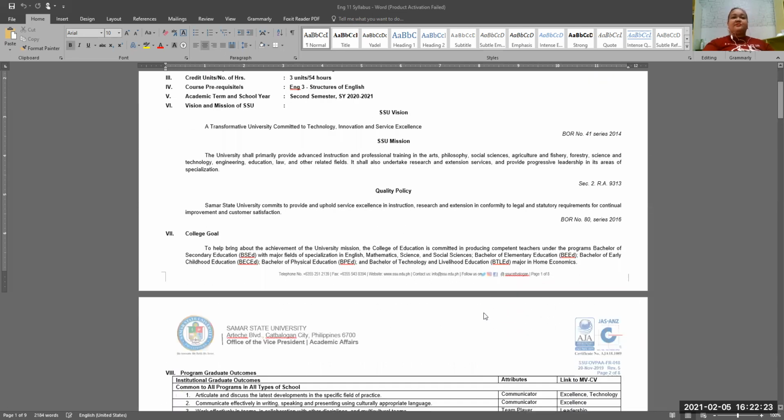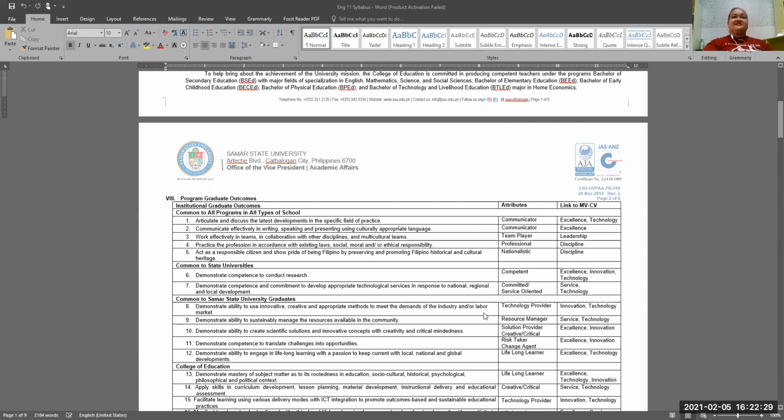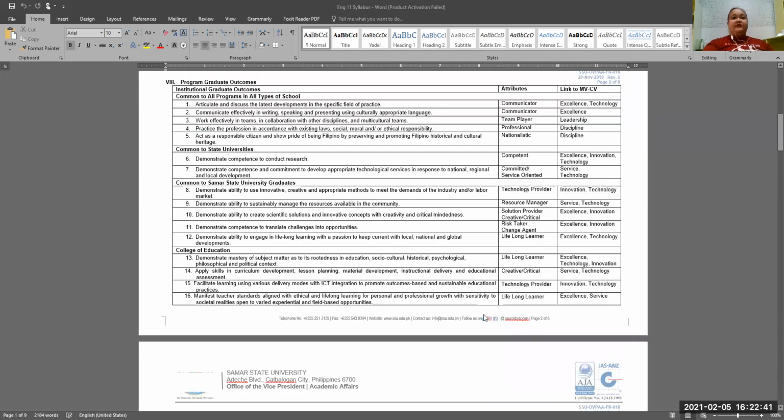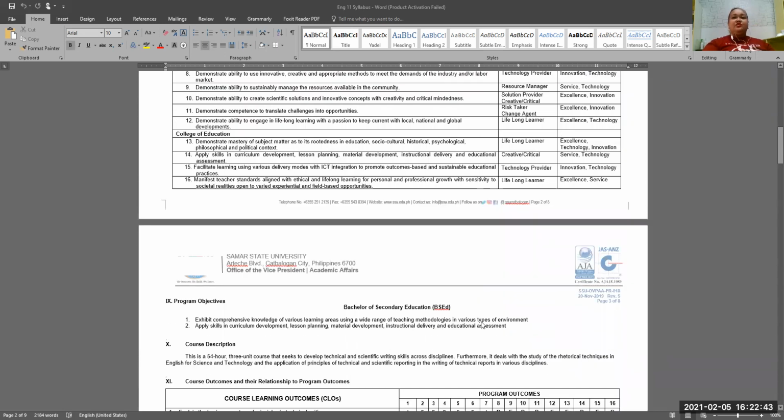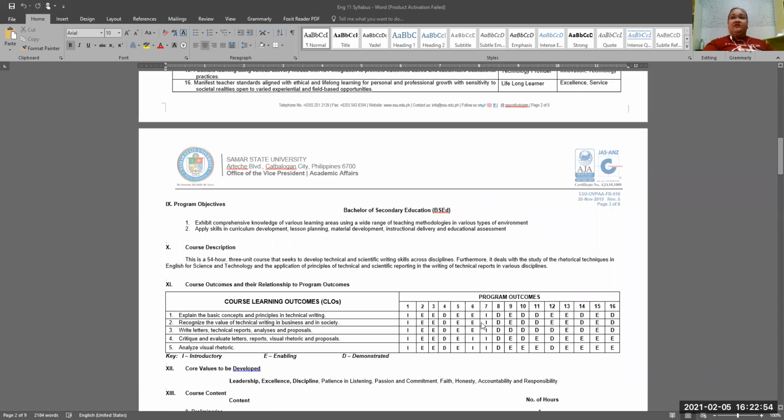Okay, so let's proceed. In the next page, you will find the program graduate outcomes. As previously discussed, this will show the characteristics that you will have as a graduate of the College of Education and as a graduate of Summer State University. If we move on to the third page, you will find the program objectives. What are the goals of the BSED program? And of course, what is the description of this subject?